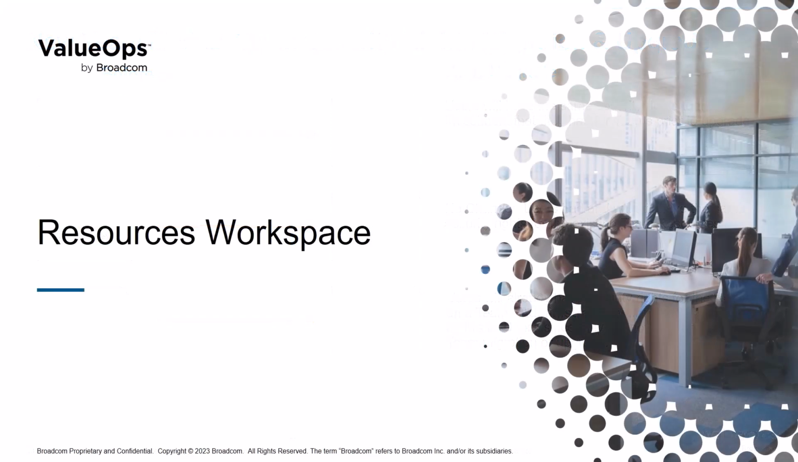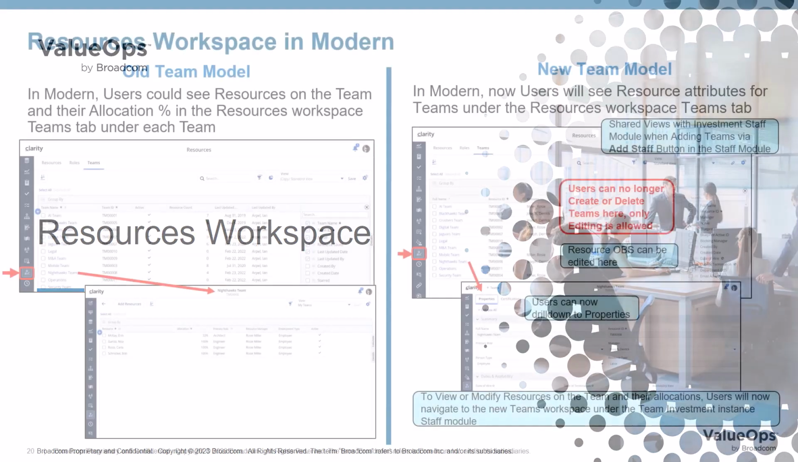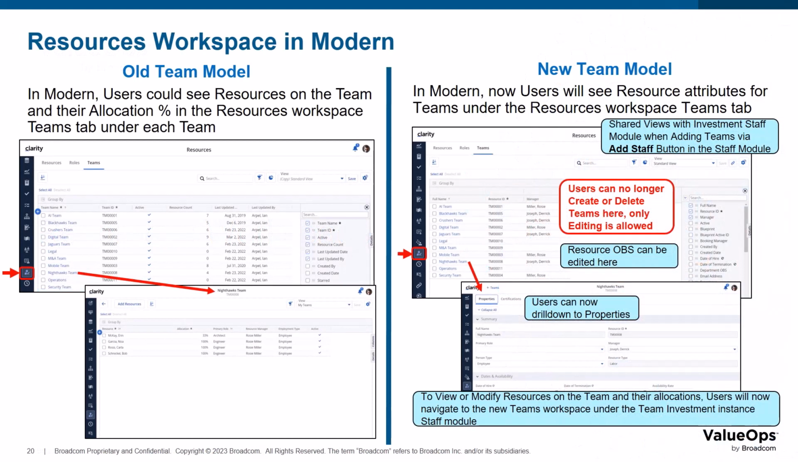Next, we're going to take a look at some other areas in the product that changed as a result of the transition from the old team model into the new team model, and we'll start with the Resources Workspace. Originally in the Resource Workspace, under the Teams tab, you would add teams here and add resources to the teams as well as the percent allocation that they are on the team.